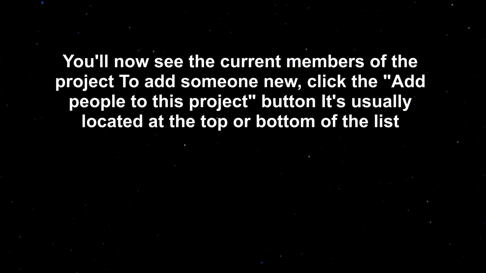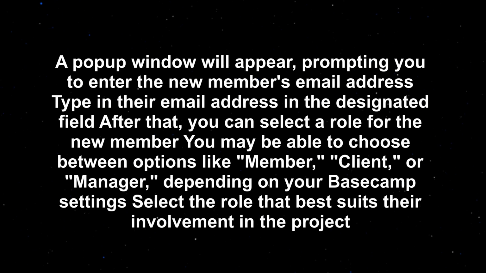To add someone new, click the Add People to this project button. It's usually located at the top or bottom of the list. A pop-up window will appear, prompting you to enter the new member's email address. Type in their email address in the designated field.